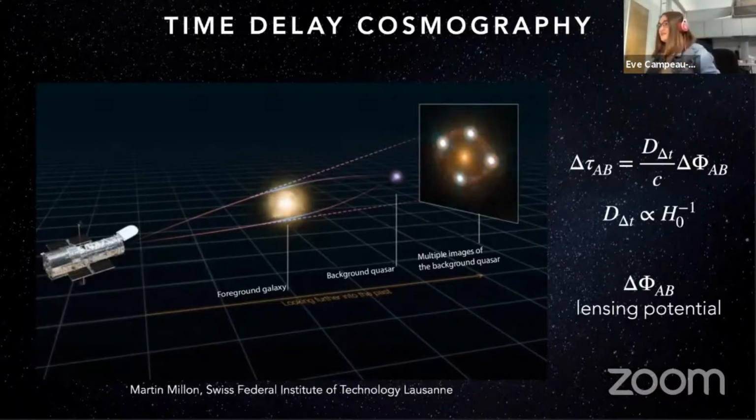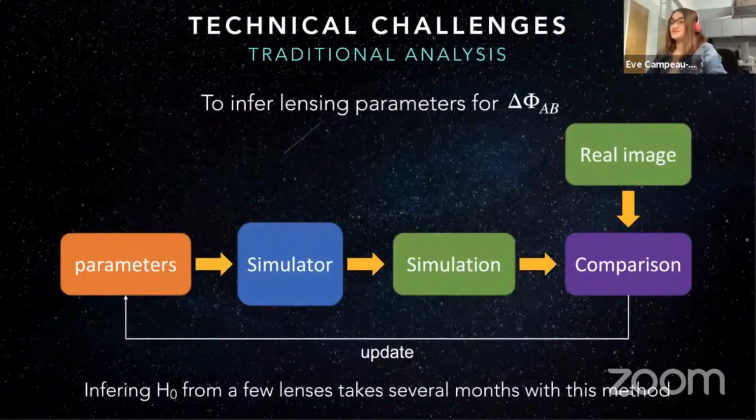This is interesting because these time delays depend on a cosmological distance, which is inversely proportional to H0, and a lensing potential that is caused by the lensing galaxy. So to infer H0, what we need to do is to measure these time delays and to reconstruct the lensing potential from the image that we observe. And that's the real challenge.